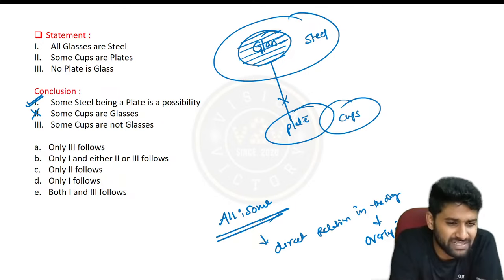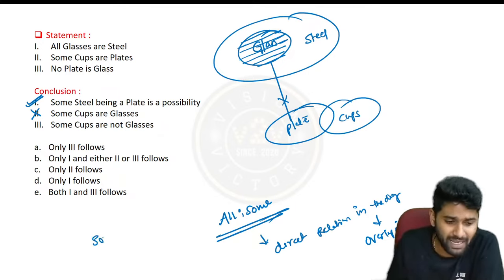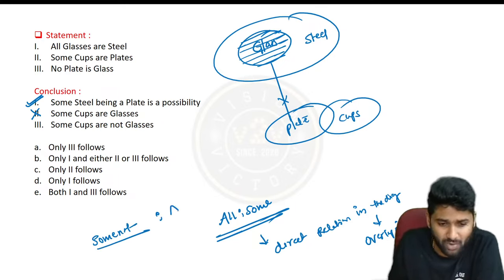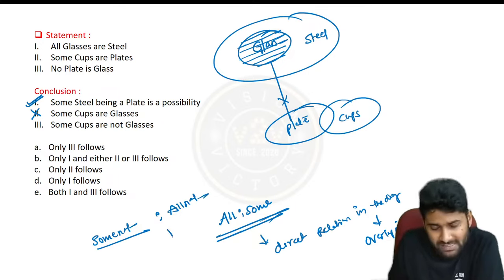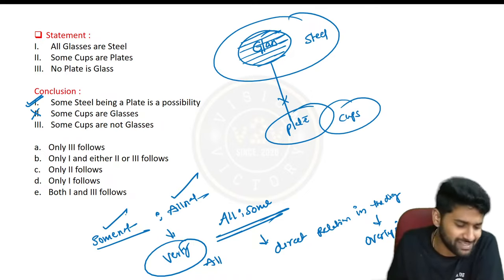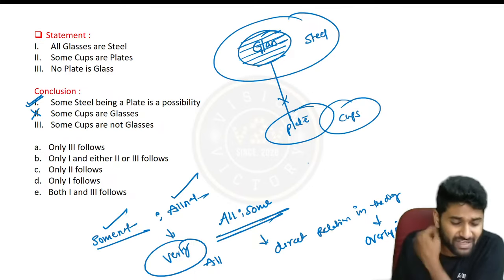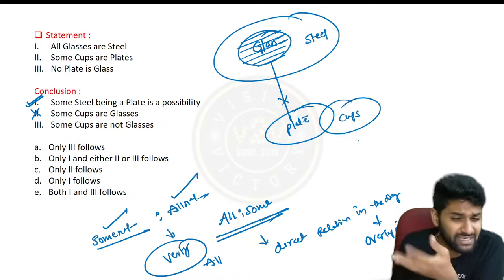What about the third one? Some cups are not glasses. Guys, one more suggestion from my end. If you want to solve any conclusions related to some not and all not, simply verify with all. If all not is valid, definitely some not is always valid. That's why simply verify with all. Guys, verify in this way. Can I assume all cups are glasses?